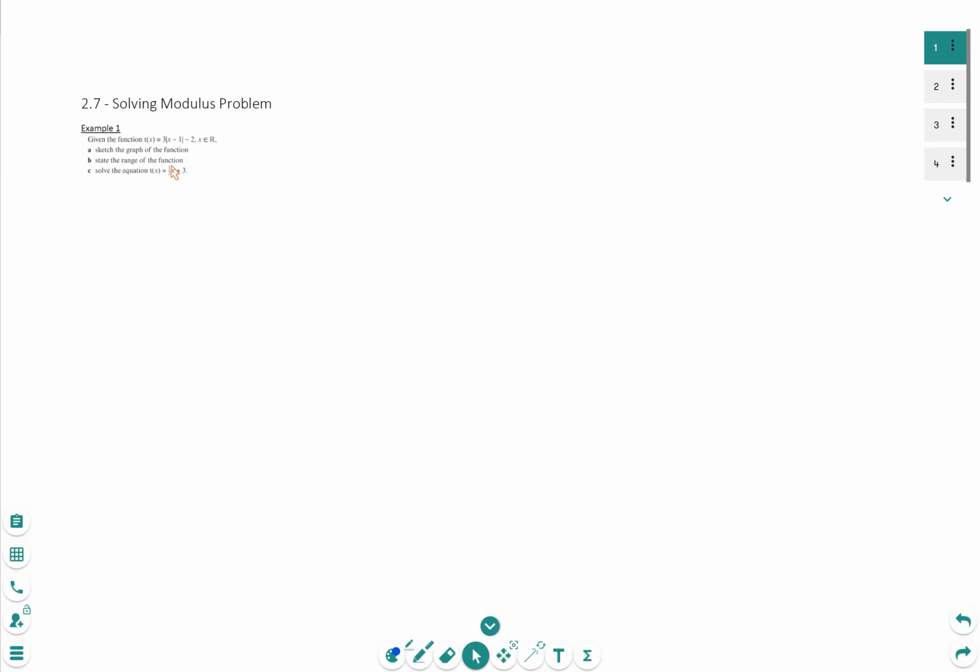So example number 1, given the function, this time it's called t of x, not f, t of x is 3 modulus x minus 1, minus 2, where x belongs to the real numbers. So remember, this means x can be all real numbers. That is a Greek letter standing for the set of all real numbers. Sketch a graph of the function.